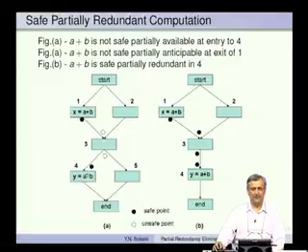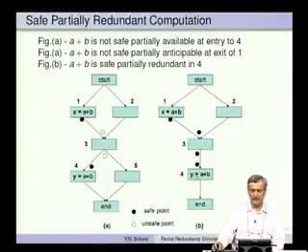Right here the expression is being computed, but we want all the points from this first computation to this point, all these 4 points to be safe, they are not. Therefore, this expression is not safe partially available at entry to 4. And in the same figure, it is not safe partially anticipable at exit of 1. So, exit of 1, and then the computation is here. So, all these points should have been safe, they are not, and therefore, it is not safe partially anticipable either. And in figure B, A plus B is safe partially redundant in 4.